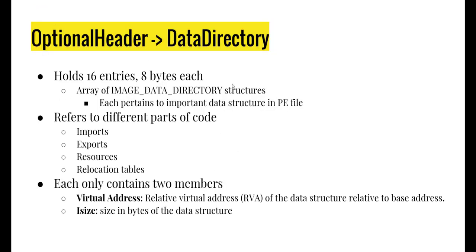Data directory will contain the 16 entries, 8 bytes each. So that can lead us to different parts such as the imports, the exports, resource tables. And there's only 2 members for each: the virtual address and then the size in bytes of the particular data structure.